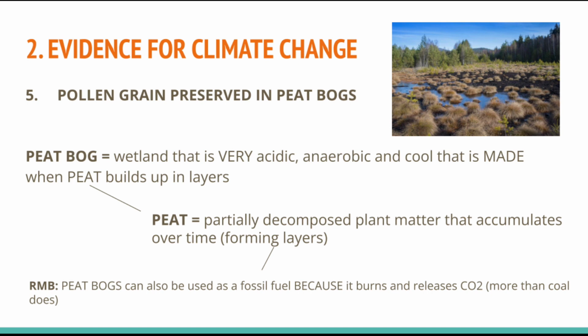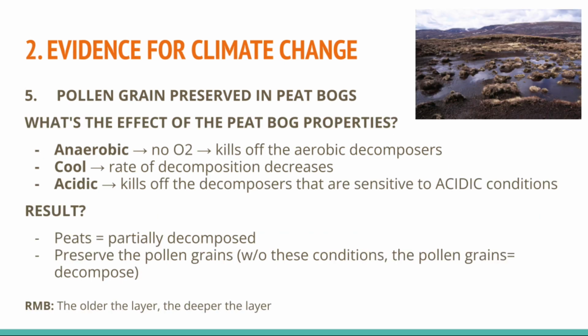On to our final evidence, pollen grain preserved in peat bog. So what even is a peat bog? Peat bog is a wetland that is very acidic, anaerobic, and cool. This is made when peat builds up in layers. What is peat? Peat is partially decomposed plant matter that accumulates over time, and this forms layers. Note that peat bogs can also be used as fossil fuels because it burns and releases CO2, even more than that of coal. But what's the effect of the peat bog properties?